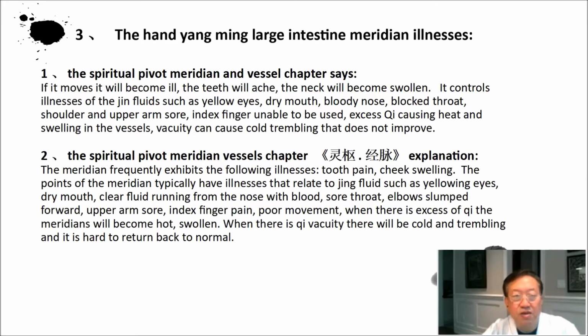It controls illness of the jin fluids, such as yellow eyes, dry mouth, bloody nose, blocked throat, shoulder and upper arm sore, index finger unable to be used. Excess qi causing heat and swelling in the vessels. Vacuity can cause cold trembling that does not improve.